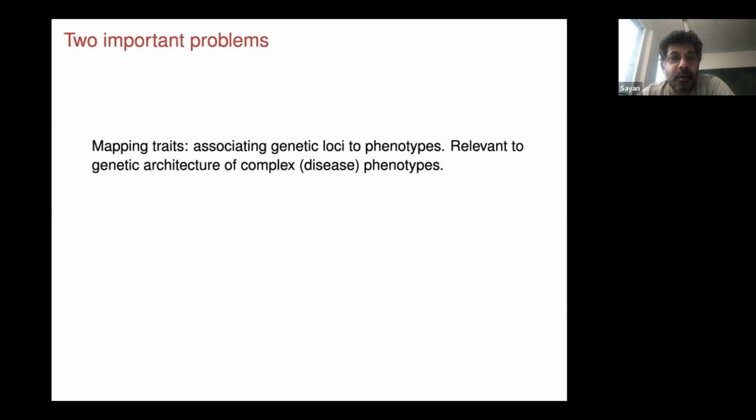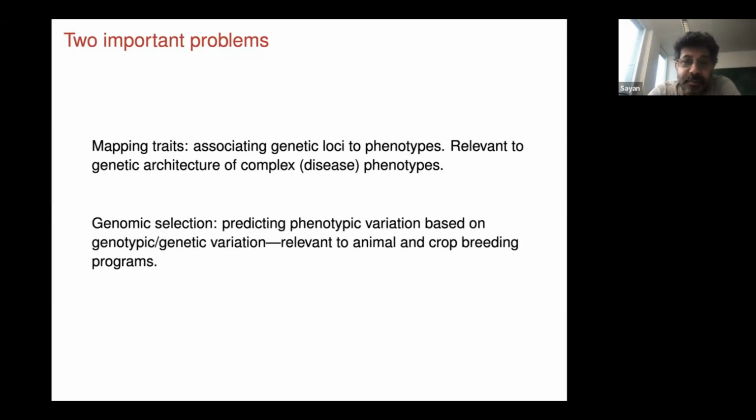Okay. So let's talk about two basic problems in statistical genetics. One is associating genetic loci to phenotypes, and this was relevant to genetic architecture of complex disease and phenotypes. And then another problem related to this was what's called genomic selection, predicting phenotypic variation based on genotypic genetic variation. And this became very relevant to animal and crop breeding programs.